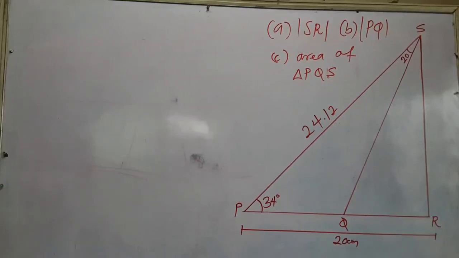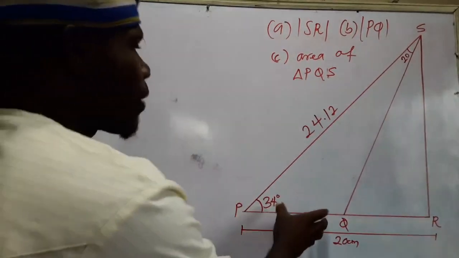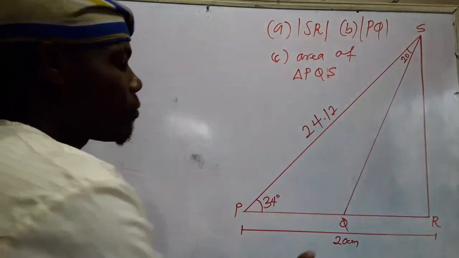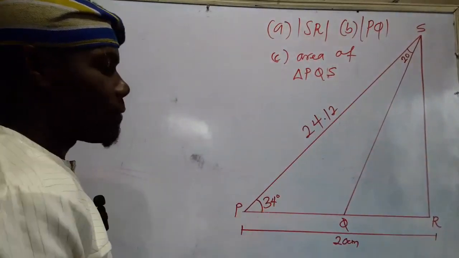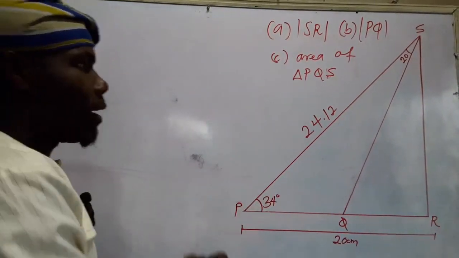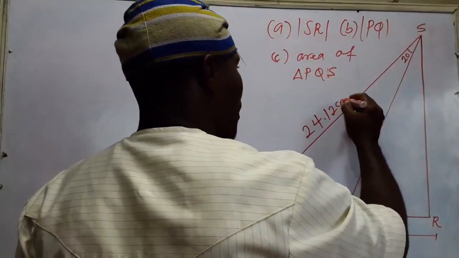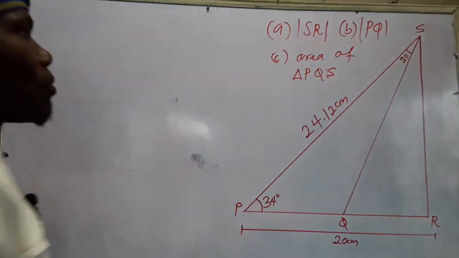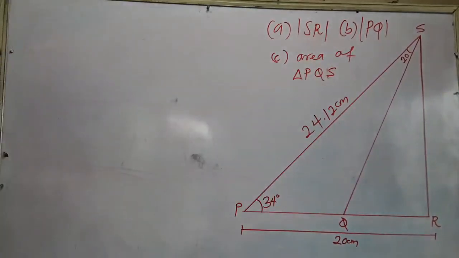Today we want to solve these trigonometry questions which deal with a right-angled triangle. Inside it we also have another triangle. We were given the notations that P is equal to 34 degrees, PR is 20 centimeters, and PS is 24.21 centimeters. And so the first question says that you have to find the value of line XR.